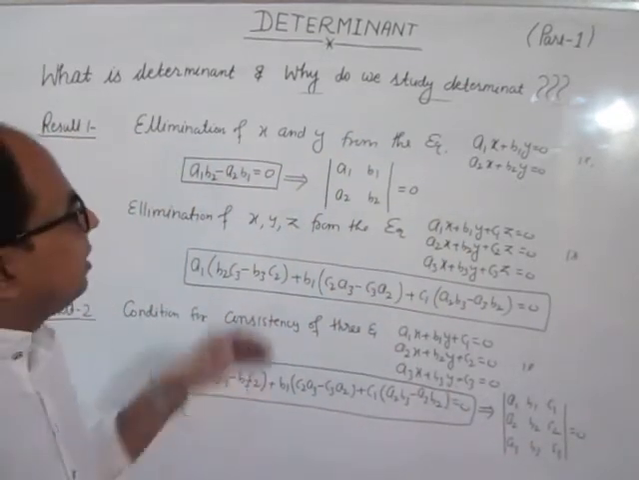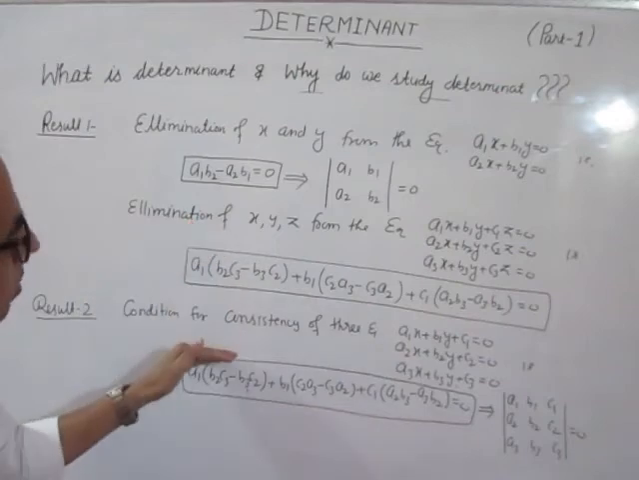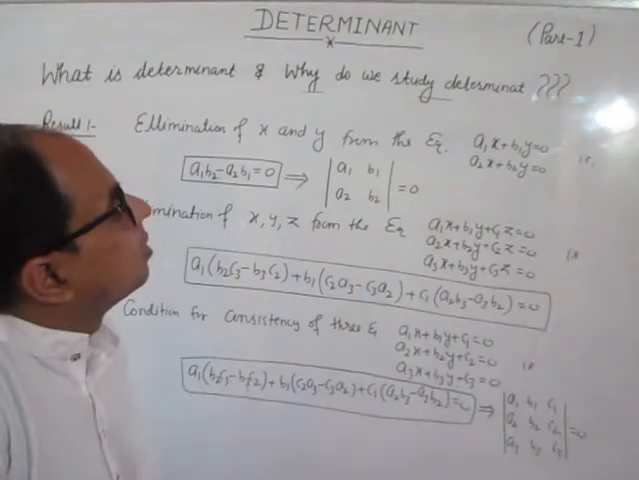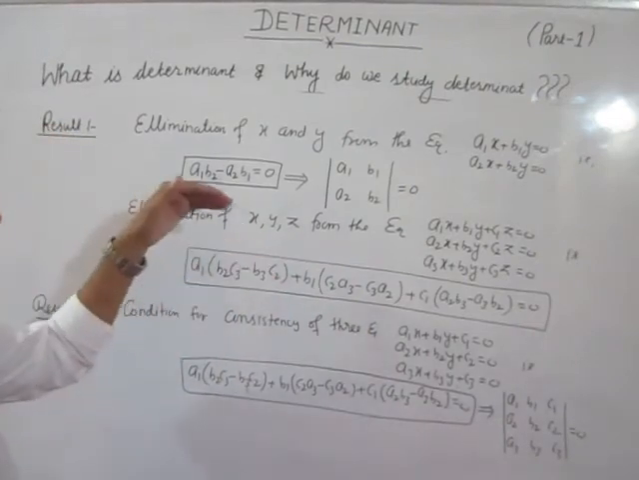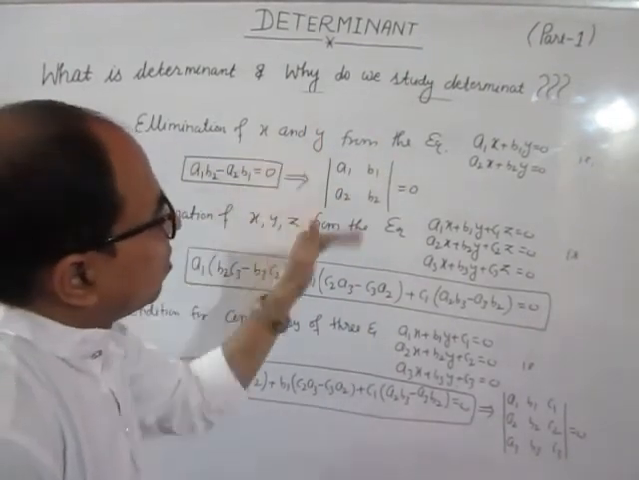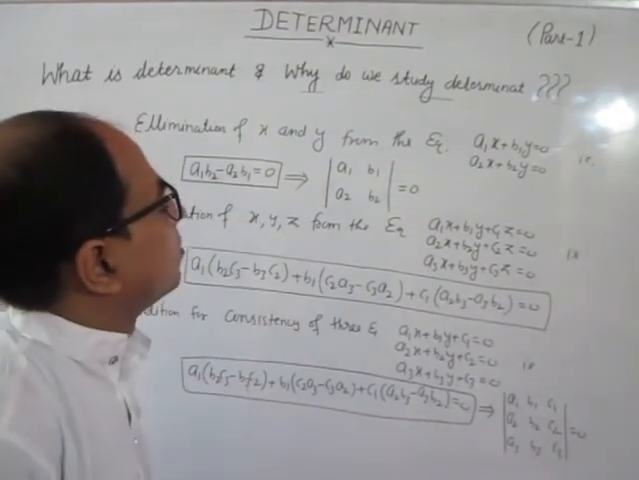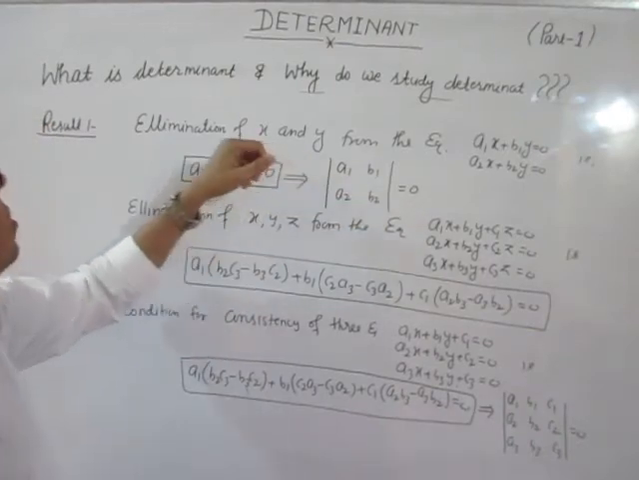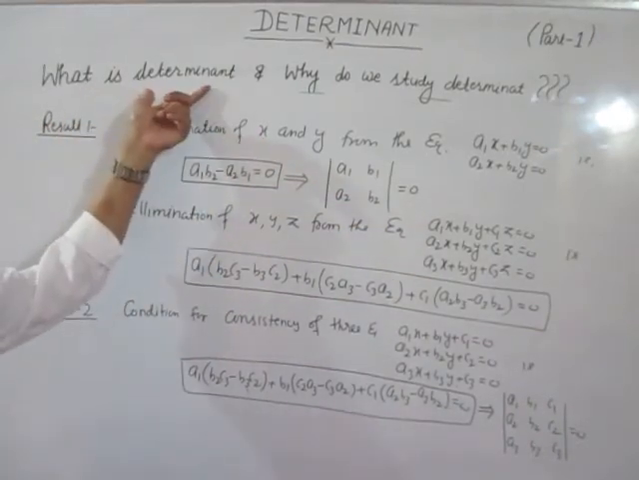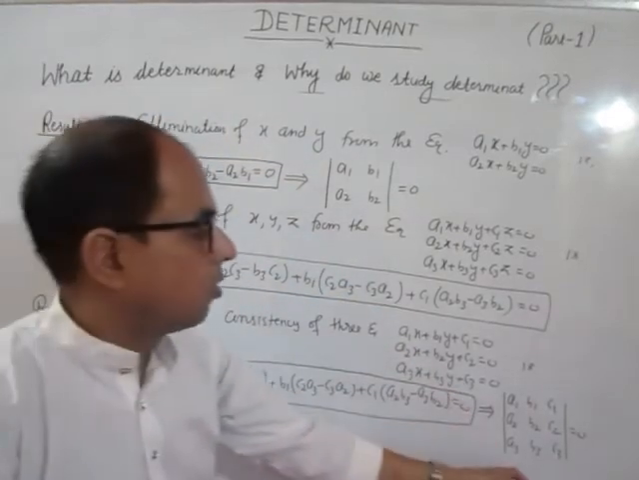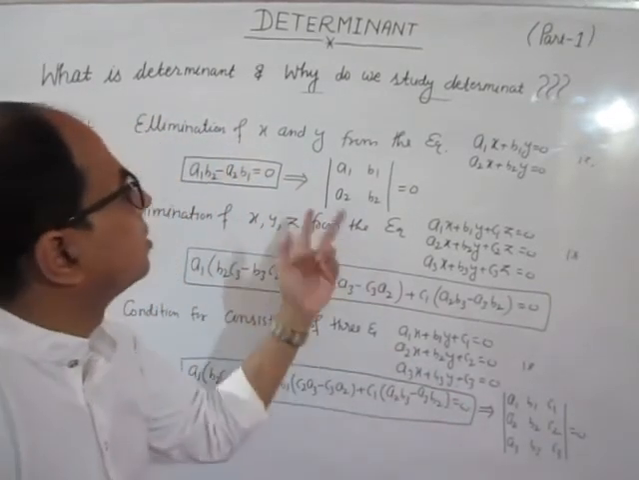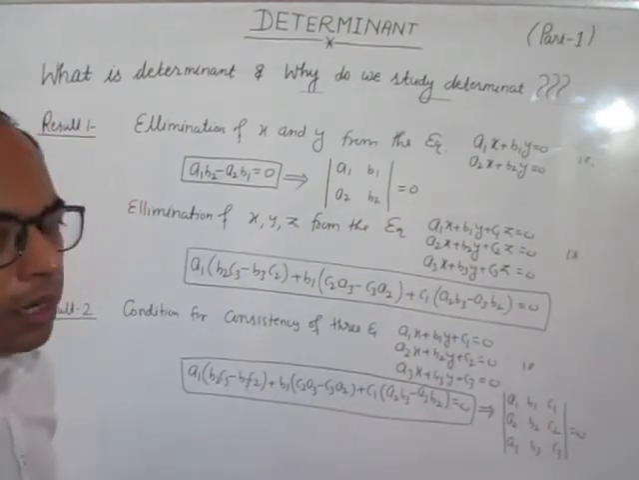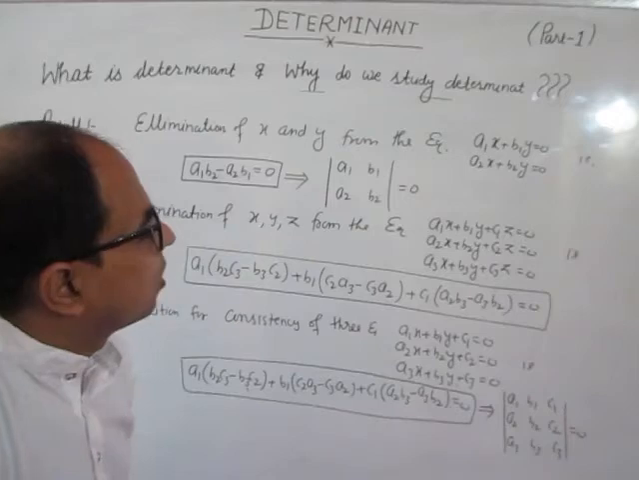So these types of special expressions can be written in concise form. This is called concise form, where we have written the numbers in rows and columns. This is called rows and this is called column. So this concise form is called determinant, and this is the symbol for determinant. These two vertical lines represent the symbol for determinant.